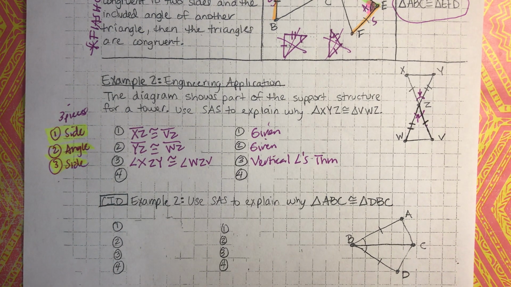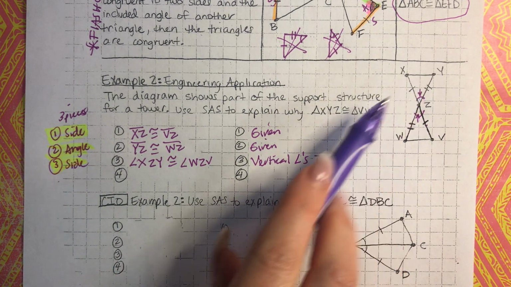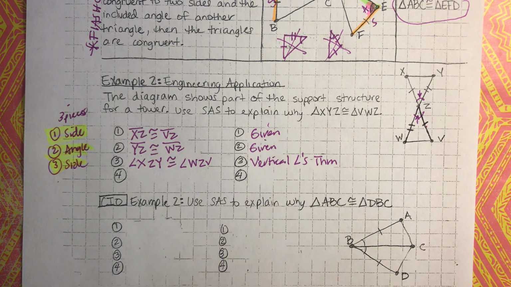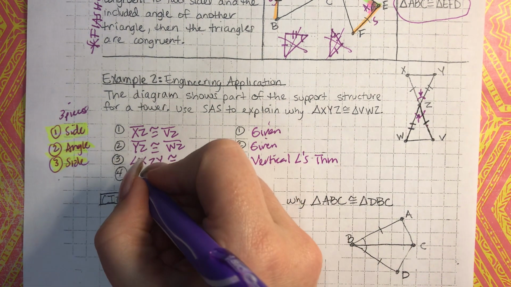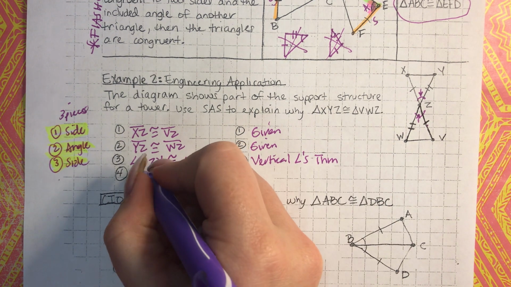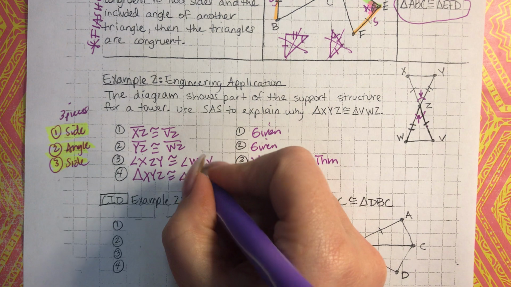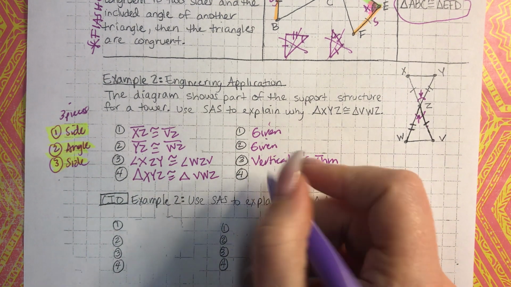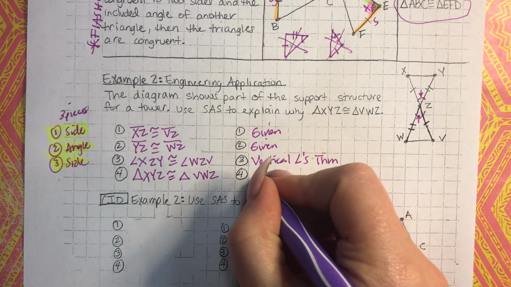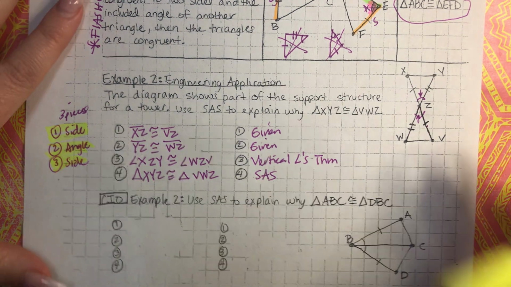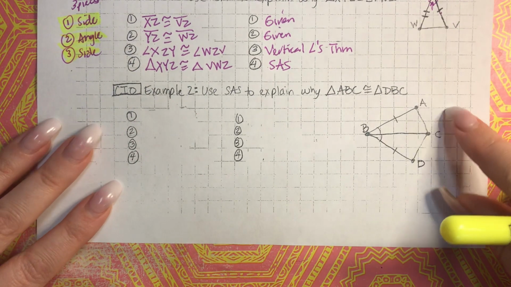And since we have our side angle side and our side angle side, and that angle is included between both of those sides, we know that triangle XYZ is congruent to triangle VWZ because of side angle side. Those are some sassy triangles. Okay, perfect. Okay, let's go ahead and look at the next one.